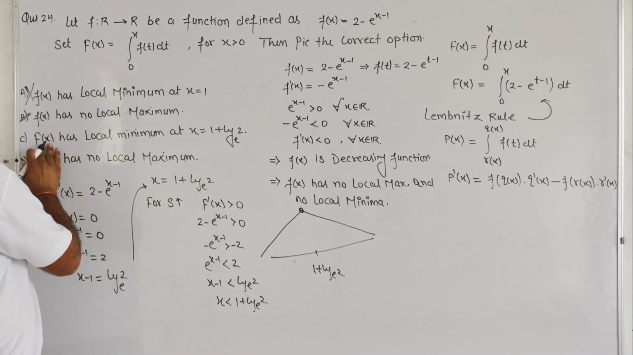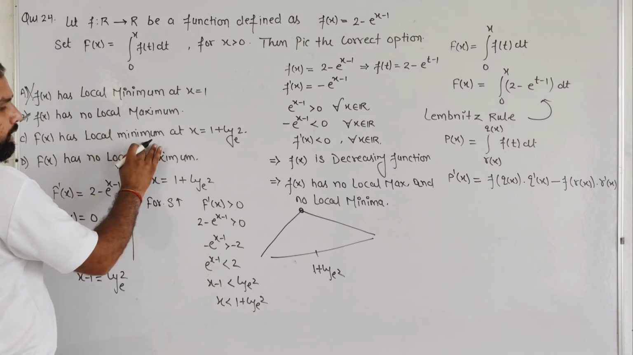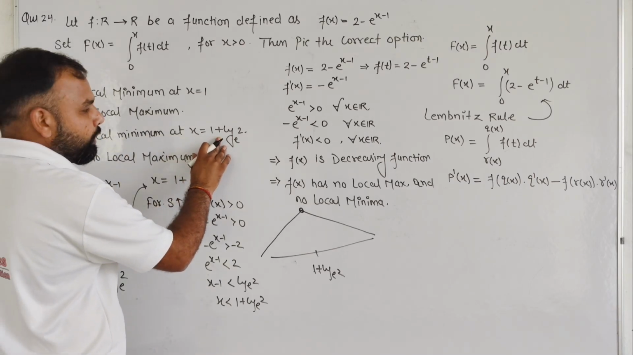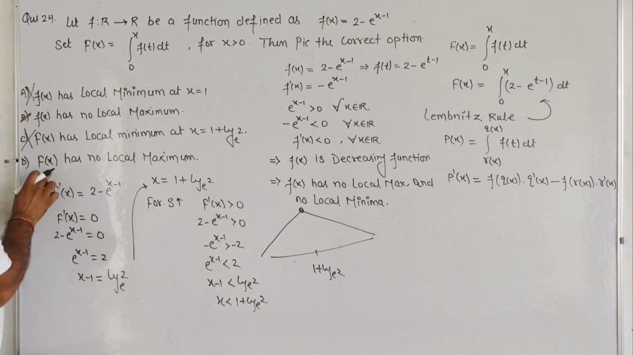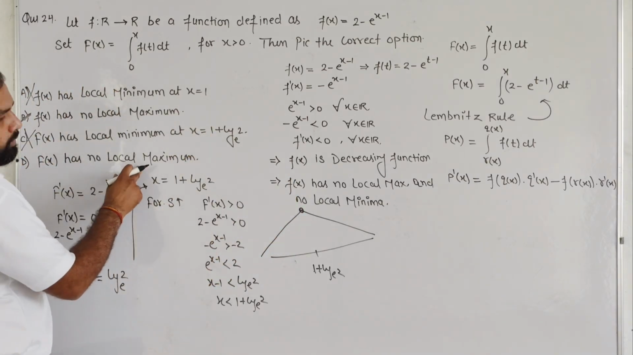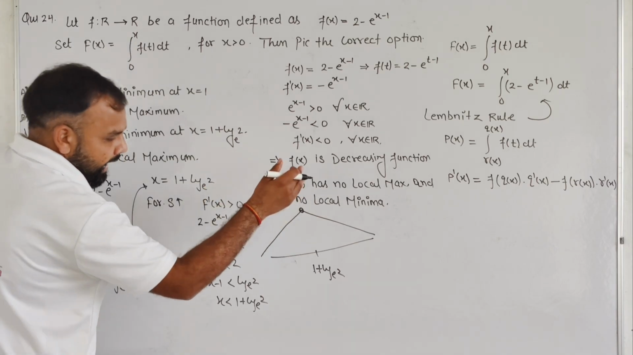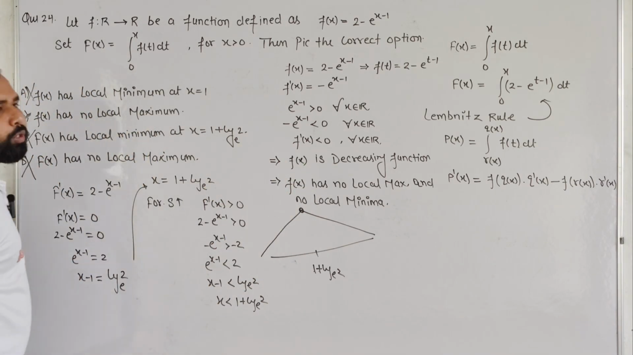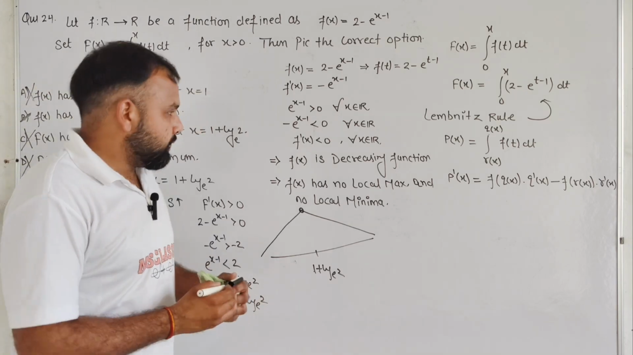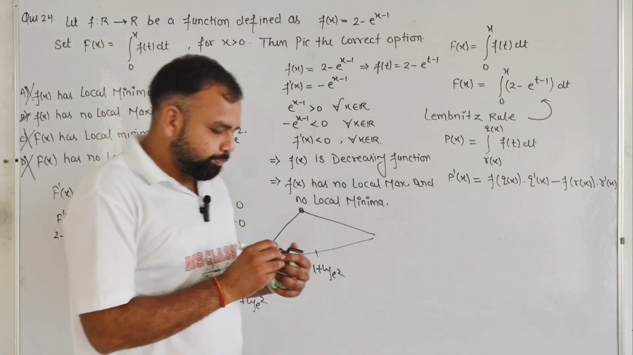But in this question you can see that it says f x has a local minima at x equal to 1 plus log e 2, but it will give a local maxima. So option C is incorrect. And option D says the function has no local maxima, but it gives a local maxima at x equals 1 plus log e 2. So this option D is also incorrect. Got it, student? This is the explanation behind this question.